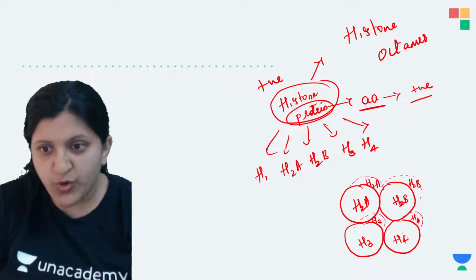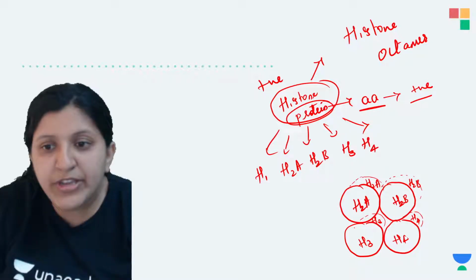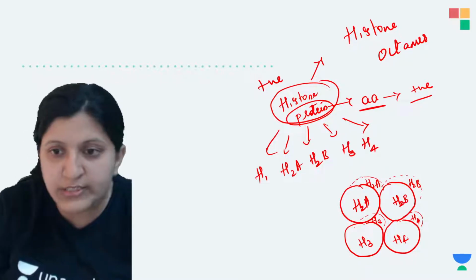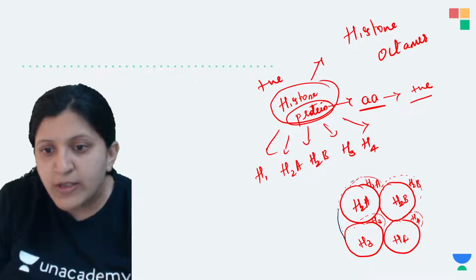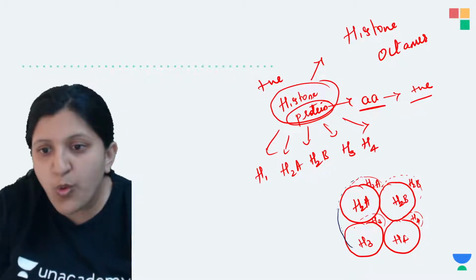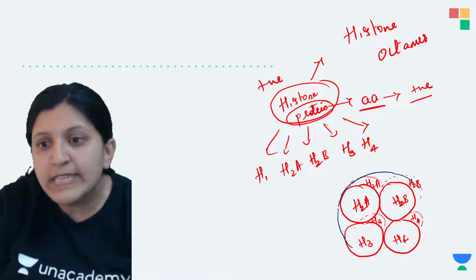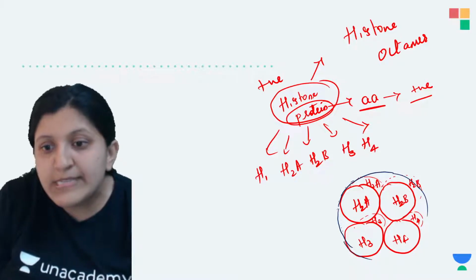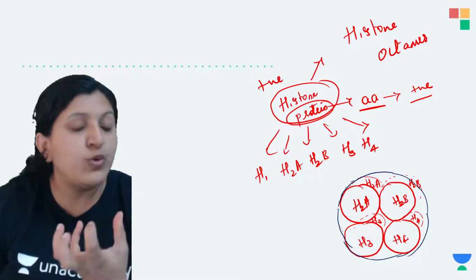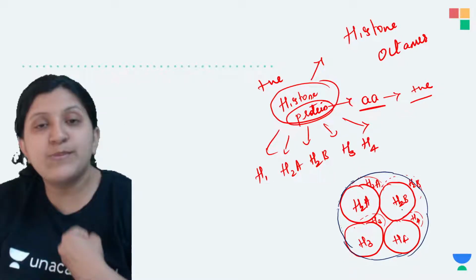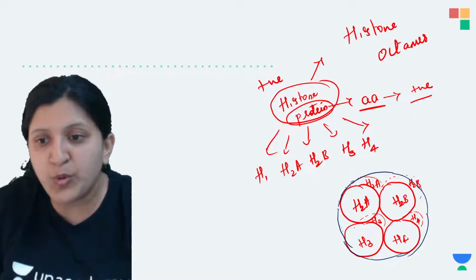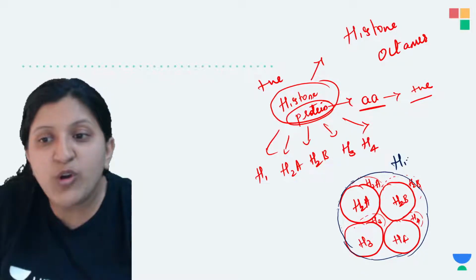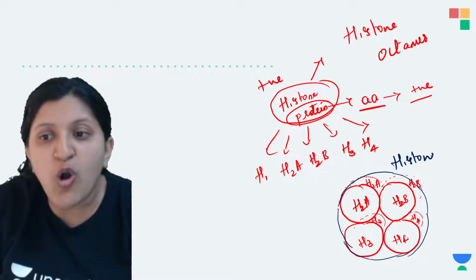Now this whole thing which you see here, I'll just put an outline for this. This whole thing is what we call a histone protein in general. But this is not just one protein; it is made of many different types of protein, mainly 4 types of proteins. That is why we call this a histone octamer. Octamer means what?